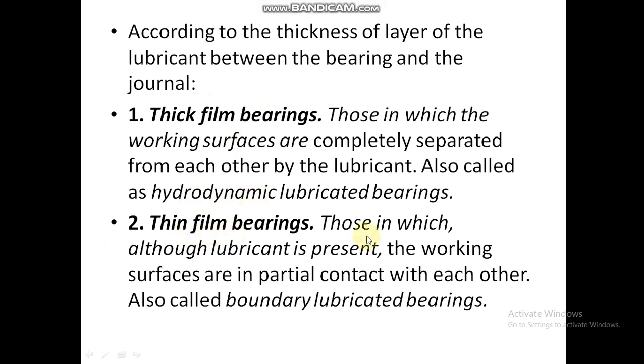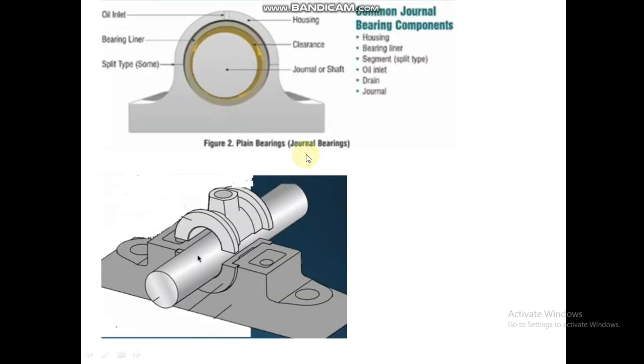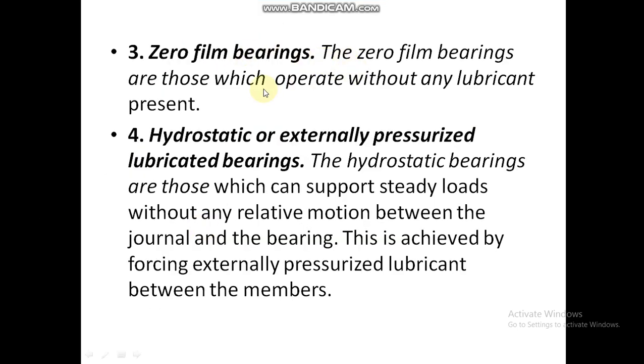Second is thin film bearings, those in which although the lubricant is present, the working surfaces are in partial contact with each other. Although we have used the lubricant, the surfaces are still in contact with each other. These are called thin film bearings, meaning the lubricant film is very thin. Zero film bearings are those in which we don't use lubricant; they operate without any lubricant present. If we use the bearings without any lubricant, then they are called zero film bearings.